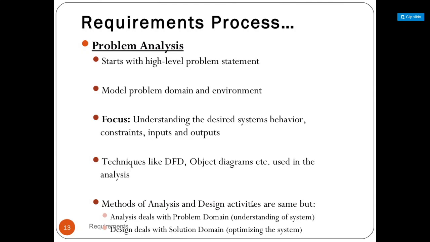In the requirement process, we have several sub-points like problem analysis. As I told you, when we have a problem, the first thing we have to do is analyze the problem. So it starts with a high-level problem statement. There should be a statement for this, and for that statement there should be a model of the problem domain and the environment where it is to be solved. Then the focus is understanding the system's behavior, constraints, inputs and outputs. For this we use techniques like DFD, object diagrams, etc. We will see DFD in the coming slides.